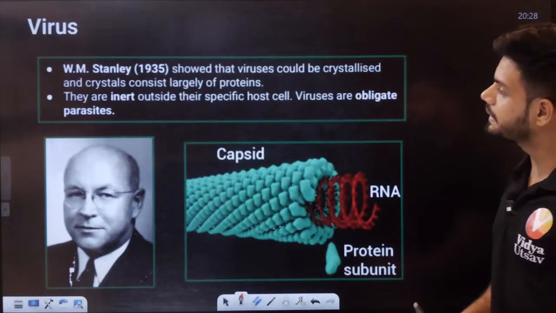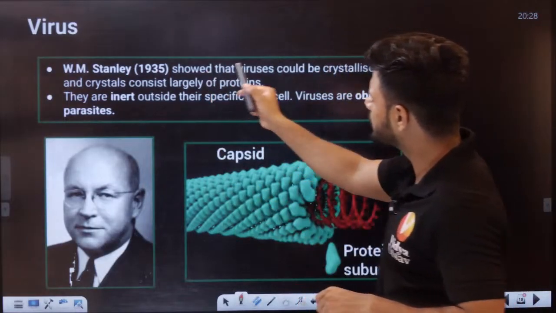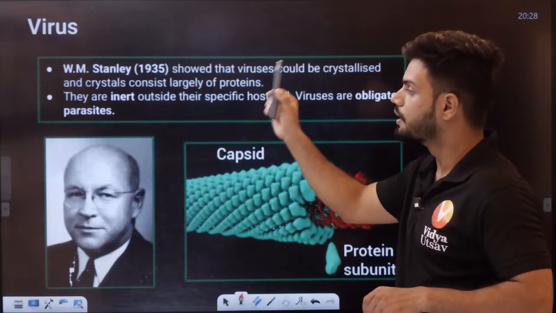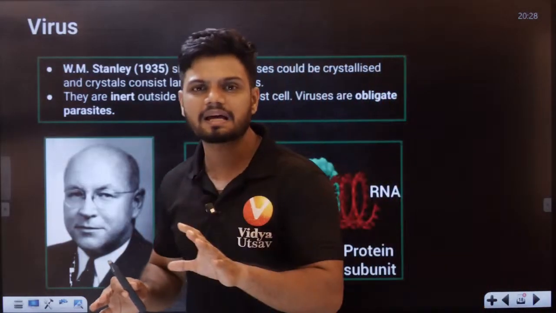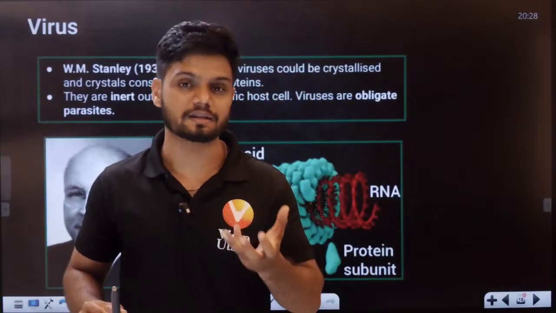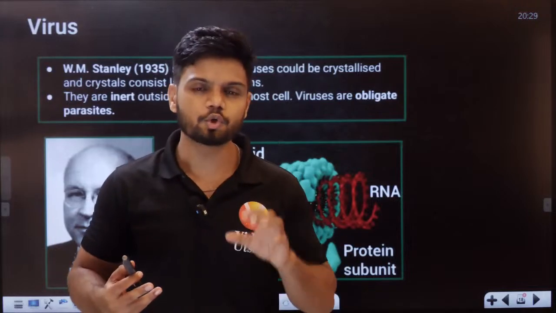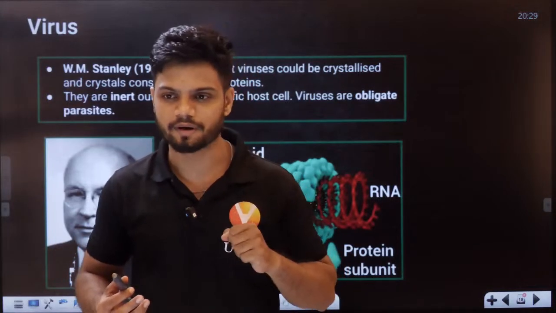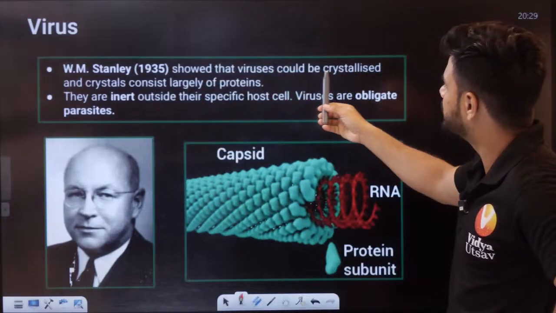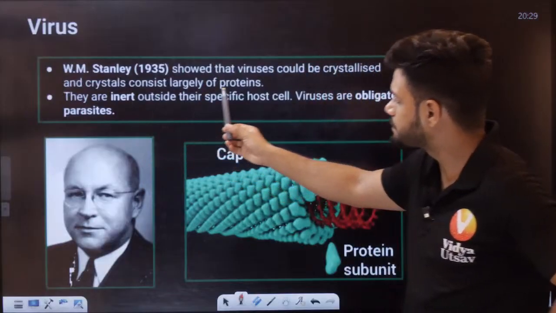Now, students, there is W.M. Stanley. He showed that the viruses could be crystalline and crystals consist of larger proteins. So the first time ever, because of Stanley, we tried to understand the structure of virus. What is actually virus made up of? That was the first attempt to understand virus actually. He showed us the virus could be crystalline and crystals could be characteristic of protein. They are inert outside the specific host.